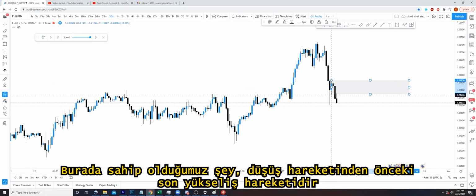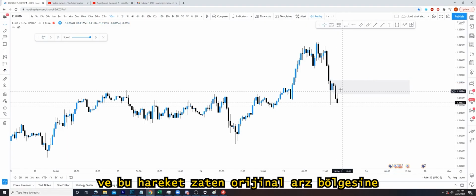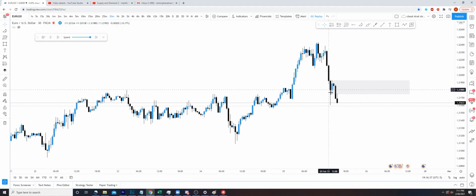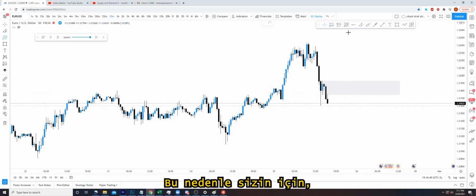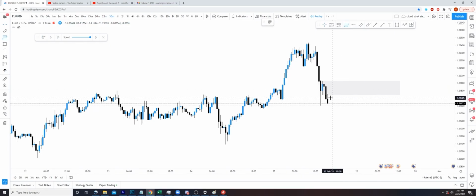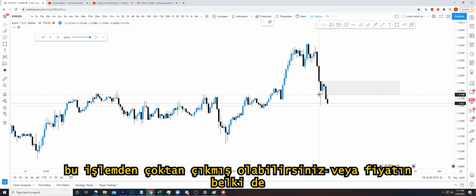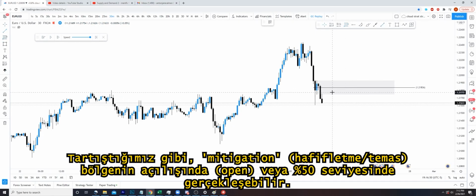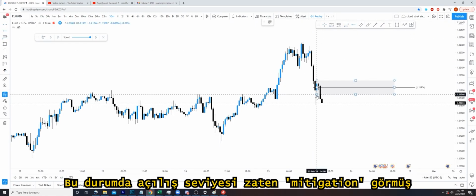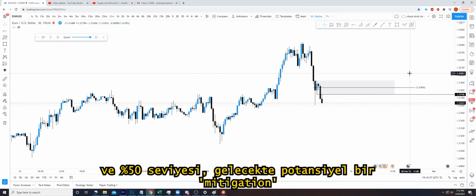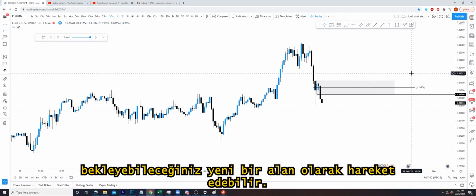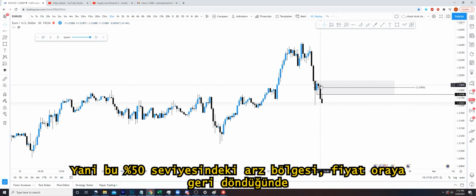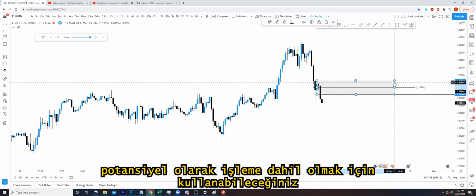Okay. What we have here is the last up move before the down move that has already hit the original supply zone. Thereby, for you, you could already be out of this, or you could be expecting it to come maybe to a 50%. This is perfectly valid too, right? So again, as we discussed, you can have mitigation at the open and at the 50%. In this case, the open has seen mitigation, and the 50% can act as a new area where you can expect potential mitigation in the future. So this supply zone at this 50% is an area that you can use to potentially get involved when the price comes back to it.